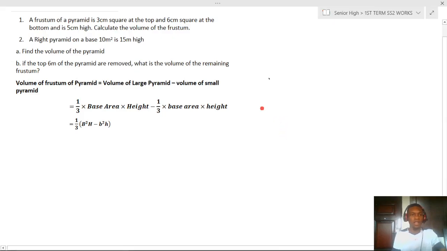Okay, so let's look at this. A frustum of a pyramid is 3 centimeters square at the top and 6 centimeters square at the bottom, and is 5 centimeters high. We have to calculate the volume of the frustum.